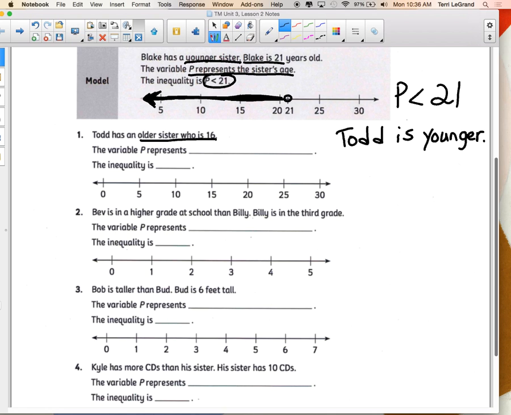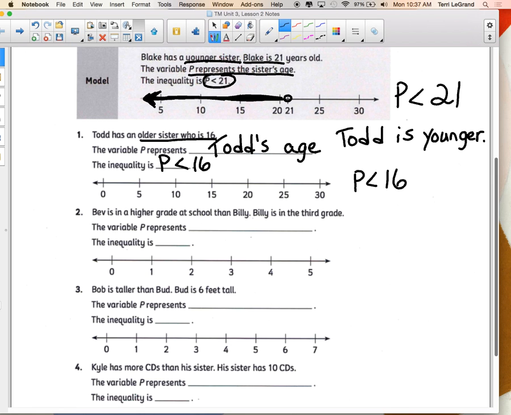So what's the unknown? We do not know Todd's age. The only thing we know is that he's younger. So let's put that the variable P represents Todd's age. So our unknown in this one is Todd's age. We know that he's younger than his sister. We know that his sister is 16. So that means our variable P, Todd's age, is less than 16 because he is younger. So let's put that off to the side of our number line over here. P is less than 16.